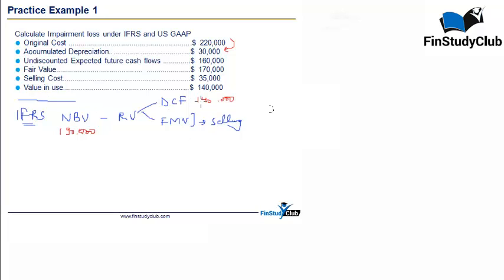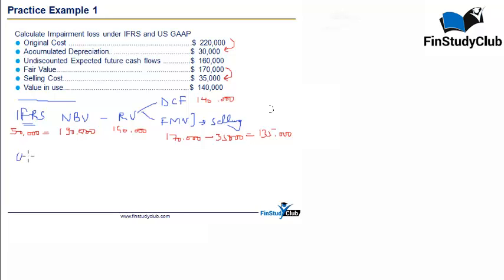Now the fair market value needs to be taken care of very carefully. 170 is not the fair market value, it is the gross value, which needs to be reduced by the selling cost to bring the fair market value to 135. So the higher of the two clearly is 140,000, and the impairment loss under IFRS is equal to $50,000.